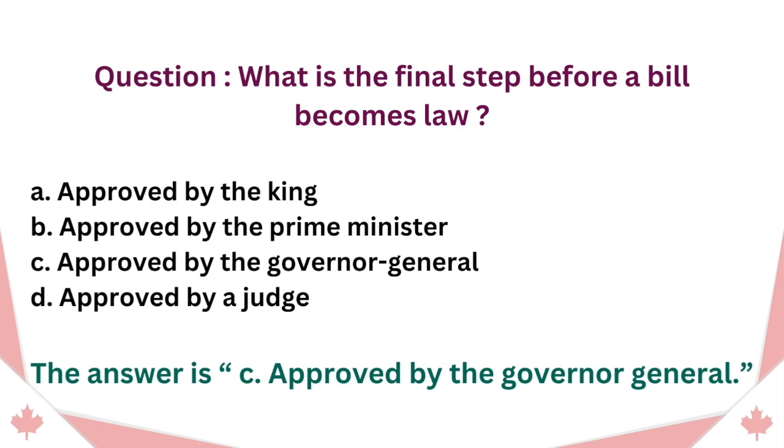Question. What is the final step before a bill becomes law? A. Approved by the King. B. Approved by the Prime Minister. C. Approved by the Governor-General. D. Approved by a judge. The answer is C. Approved by the Governor-General.